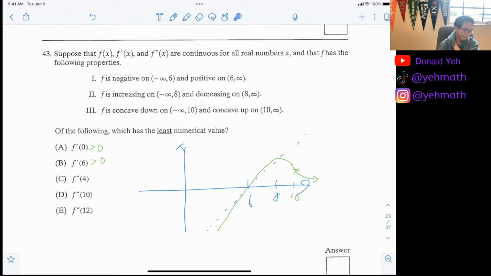Okay, f double prime of 4 is going to be less than 0, because I believe it's concave down. And f double prime of 10 is actually equal to 0. Why is it equal to 0? It's an inflection point. Good job, you're a genius. And the other is greater than 0. The only thing qualified is C. Very difficult questions.